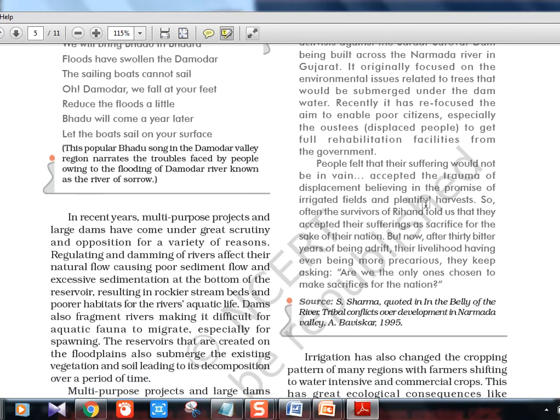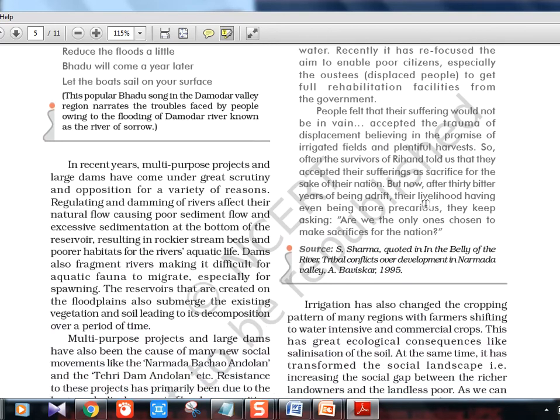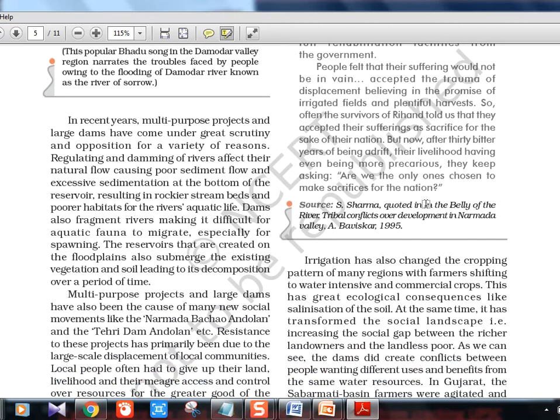Again, in recent years, multipurpose projects and large dams have come under great scrutiny and opposition, for a variety of reasons. So now we see the disadvantages. Regulating and damming of rivers affect their natural flow, causing poor sediment flow and excessive sedimentation at the bottom of the reservoirs, resulting in rocky stream beds and poorer habitats. So for aquatic life, it is bad. Dams also fragment rivers, making it difficult for aquatic fauna to migrate, especially for spawning. The reservoirs created on the floodplains also submerge the existing vegetation and soil. So migration of aquatic life is a problem, and the vegetation on floodplains has a problem.